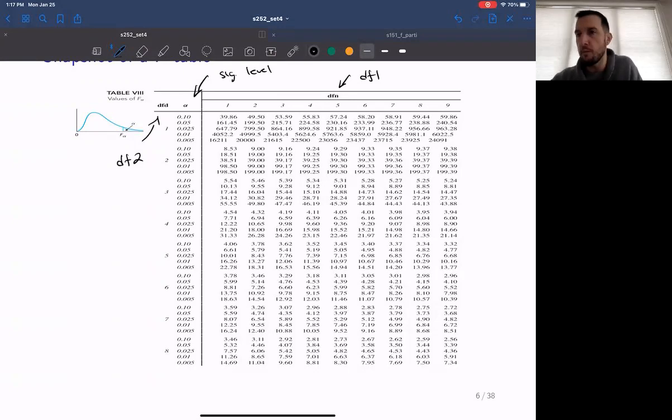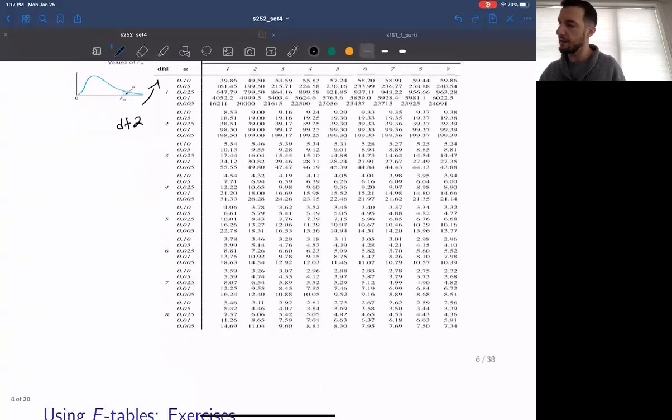The way that we would use the F table, it's kind of like a 3-way matching game. We match our first degree of freedom to our second degree of freedom to the significance level to find the critical value. When we want P values, we take our 2 degrees of freedom, DF1 and DF2, and then we consider the block of numbers associated with those degrees of freedom, and then we look for where the test statistic would fall among that block.